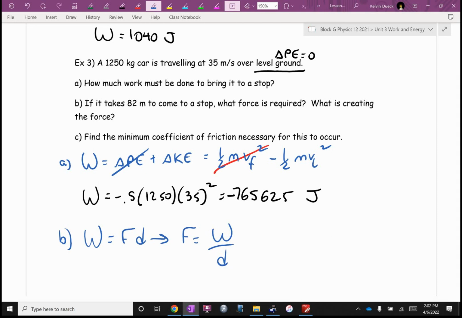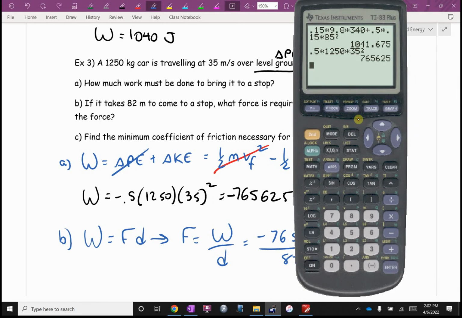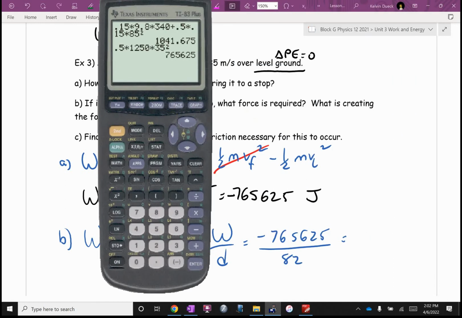Paige, do I know how much work was done? Do I know the distance? Oh, this is plug and chug now. Negative 675,625. I'm going to use my answer button. Divided by 82. Now, I'm going to get a negative answer. What the negative answer here is telling me is the direction the force has to be. If I'm moving forwards, which way does the braking or stopping force have to be pointing?